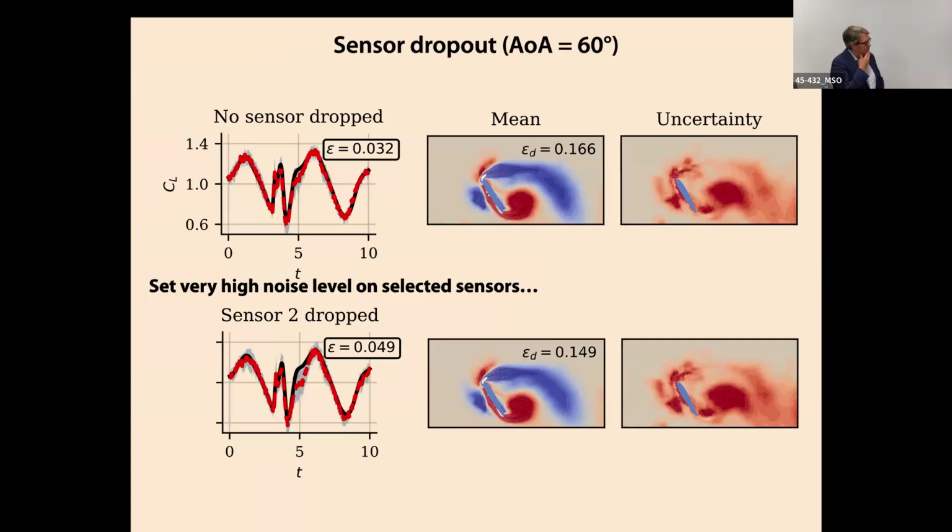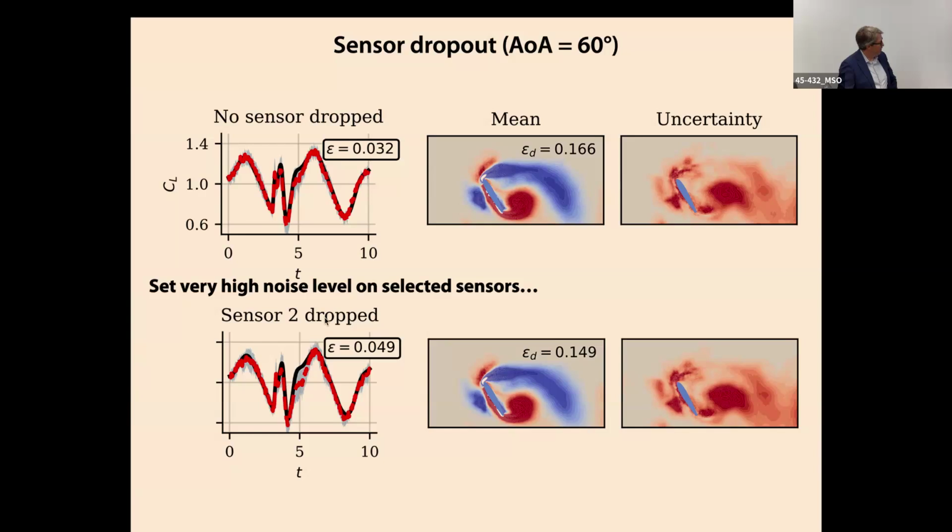So I mentioned before that since we have more sensors than modes that we're really using, we could start dropping some of these sensors. It's very easy to do that. We just raise the noise level on individual sensors and make them very untrustworthy. That's all we need to do to basically mimic dropping a sensor.